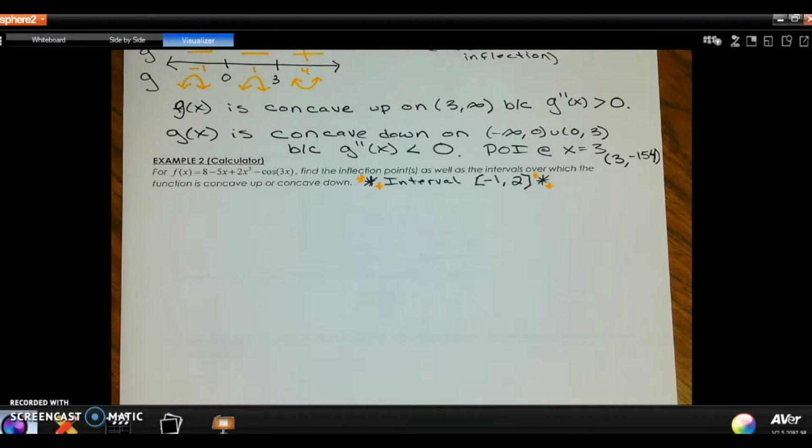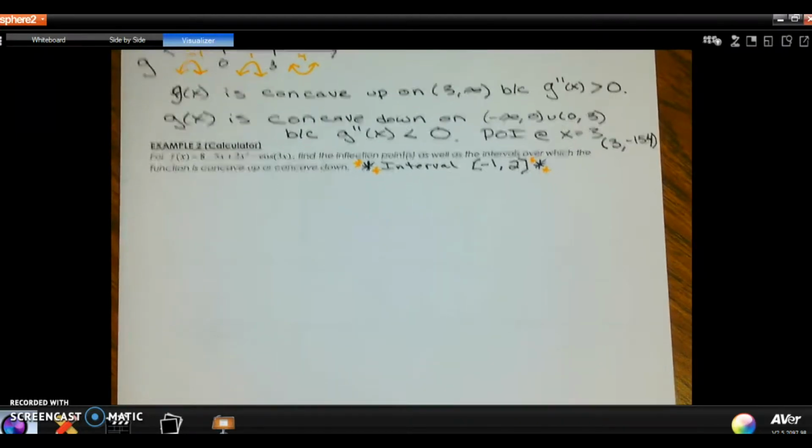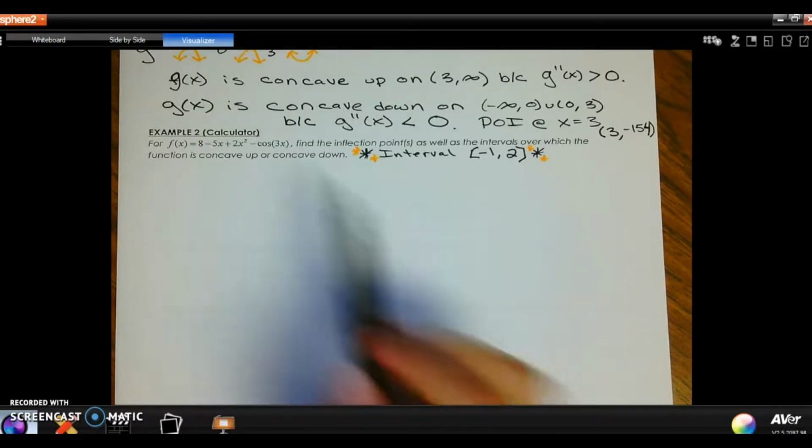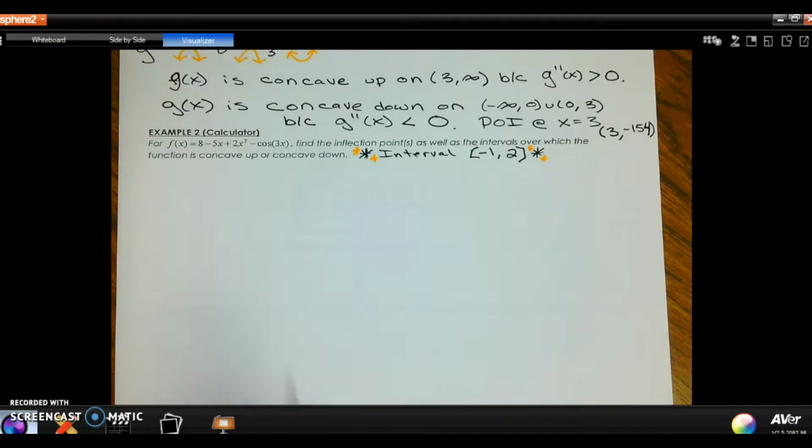Okay. So in example 2 here, it says for f of x equals this whole thing, find the points of inflection as well as the intervals over which the function is concave up or concave down. Again, this is what tells me I'm thinking the second derivative test. Notice though that I made this one a calculator question, but I'm still going to do it as if I was doing the second derivative.